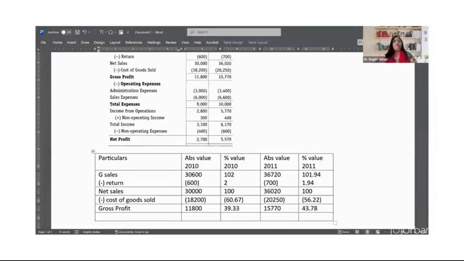All right. Now, moving further from here, we need to deduct the operating expenses from this. What all operating expenses do we have here? Administrative expense and sales expense. Okay, let us write it.